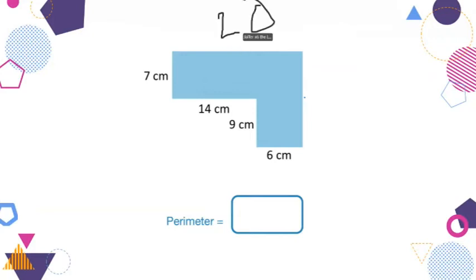Teacher, I will do a text. Okay, better to use the text. 20. Do not forget the unit. Okay, good job. And here, wait. 7 plus 9. 7 plus 9 equals 16.